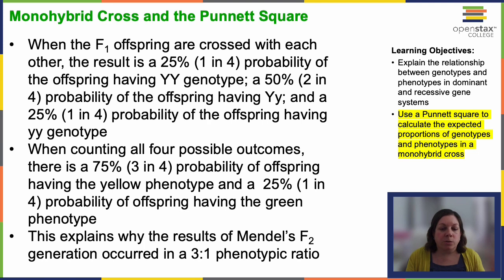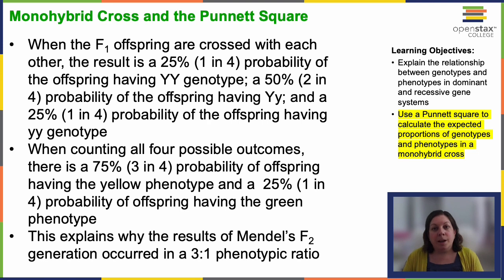So this is what we just looked at, right? When the F1 offspring are crossed with each other, the result is a 25%, so a 1 in 4 probability, of the offspring having capital Y, capital Y genotype, 50% or 2 in 4 probability of the offspring having capital Y, little y, and a 25% or 1 in 4 probability of the offspring having little y, little y genotype. When counting all 4 possible outcomes, there's a 75% probability of the offspring having the yellow phenotype and a 25% probability of the offspring having the green phenotype.